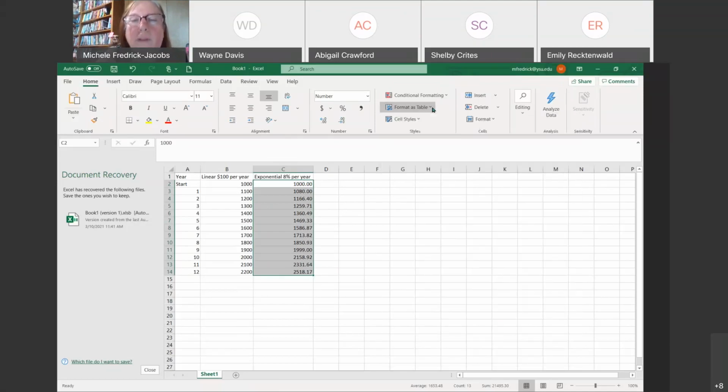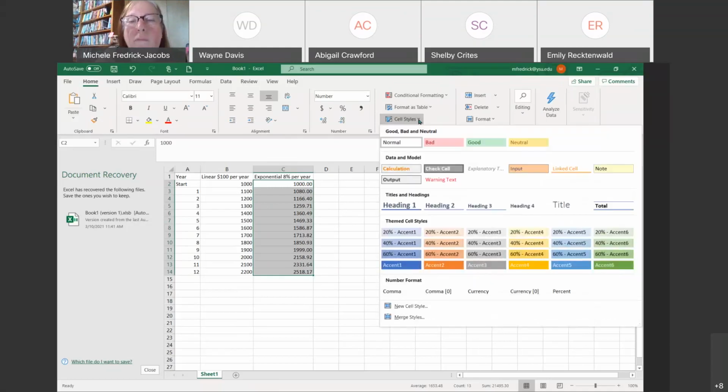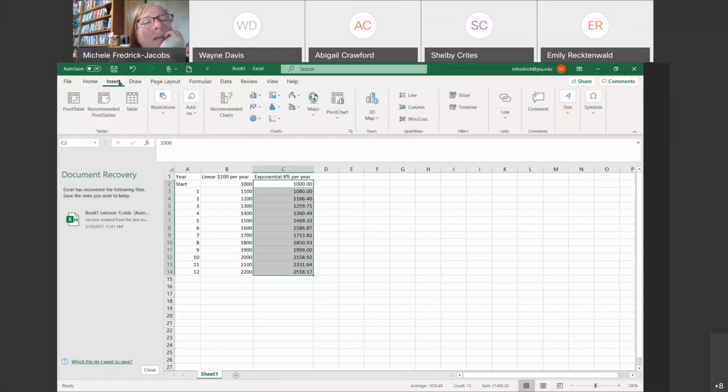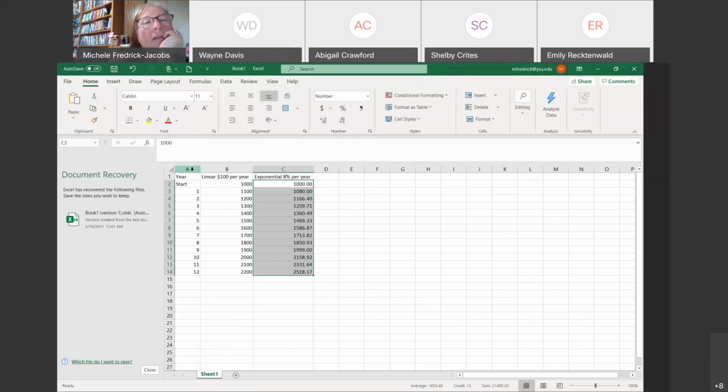No, that's not it. It just erased what I had. You could hit this to undo and it'll bring it back. What about where it says insert, delete, format at home? Right next to styles.